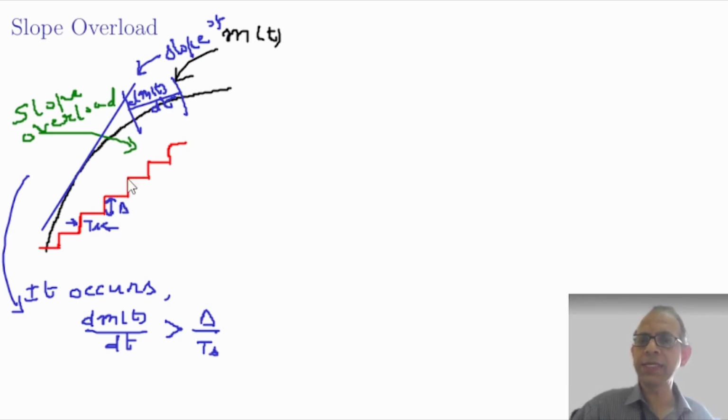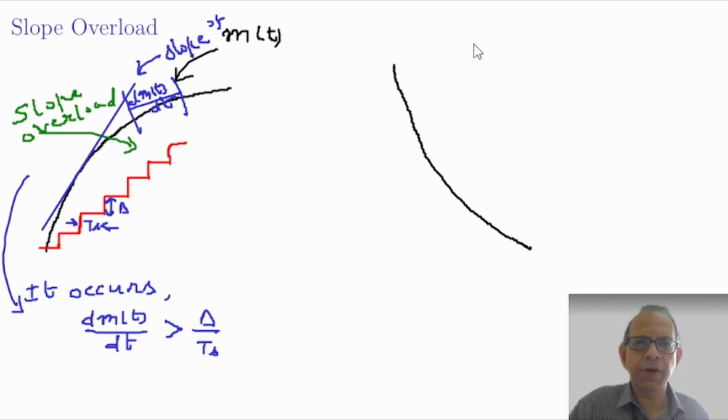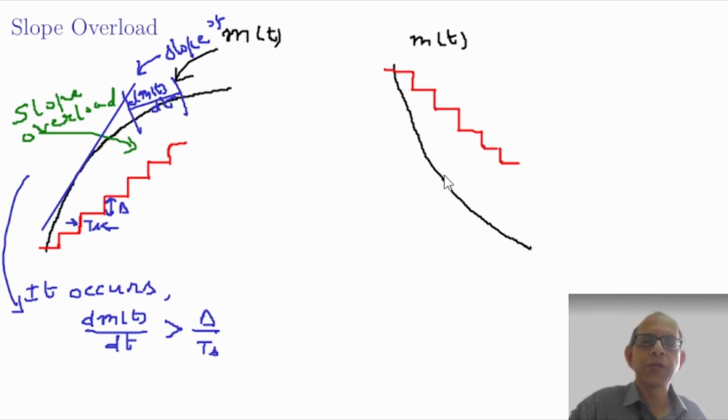But not only in this case are we observing a slope overload distortion. Suppose this is our message signal m of t, and we try to generate a DM wave here. Because now the error is negative, we go delta down. Error is still negative, we go delta down further, and so on. And we still observe the same phenomenon as we are moving away from the actual message signal, and therefore we again have a slope overload distortion here. And what is the reason?